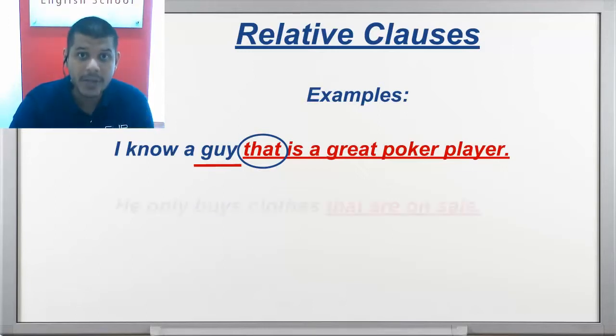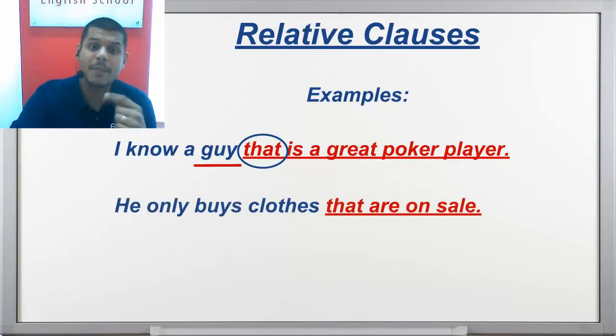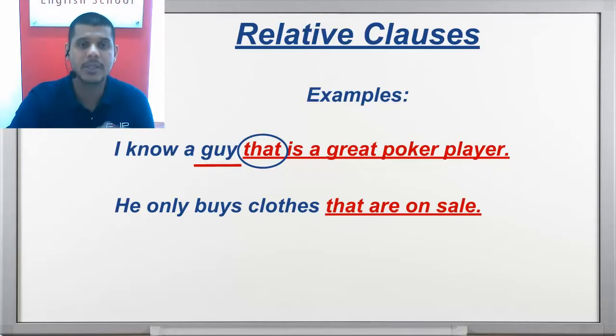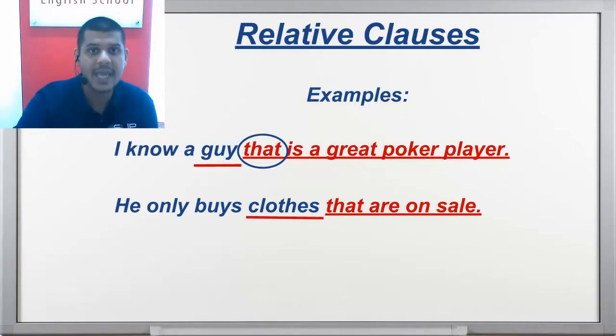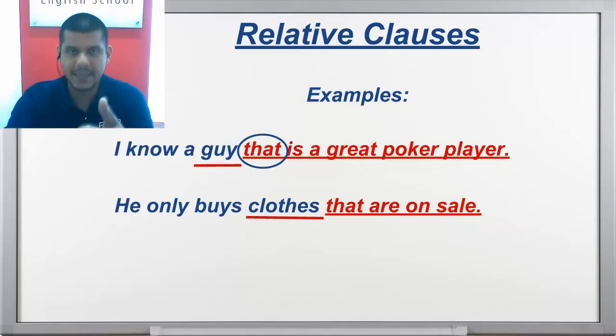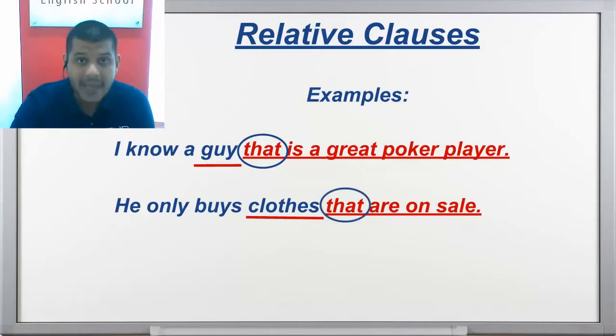Now, attention to the other example I have. He only buys clothes that are on sale. So, clothes in this case, are they people? No, they aren't. I know a guy. A guy is a person, all right, but he only buys clothes. Clothes are not people, okay? They are things. And in this case, I also use that.